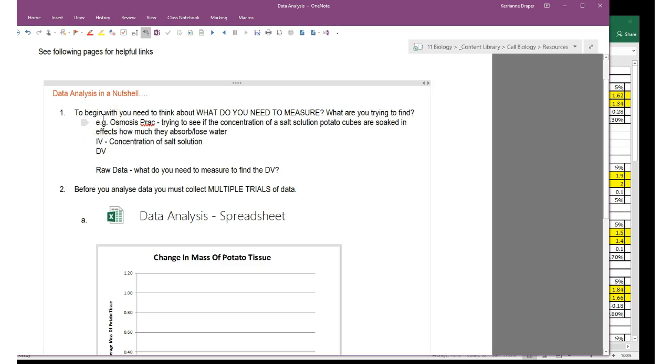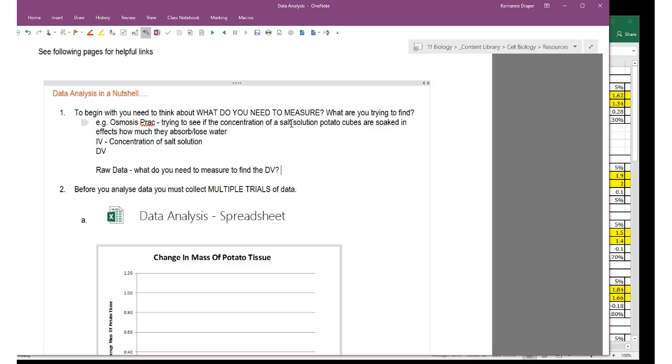So to begin with, when we do data analysis, we have to think about what we need to measure. This is why on your planning proposals, I made sure that you guys discussed and looked at what is your dependent variable, what's your independent variable. In other words, what are you actually trying to find? Now in this example, we have an osmosis prac. So these kids were actually trying to see if changing the concentration of salt in a solution, think of it like seawater, if you put potato cubes into different concentrations of solution, will it change how much they lose or absorb water and therefore their size?